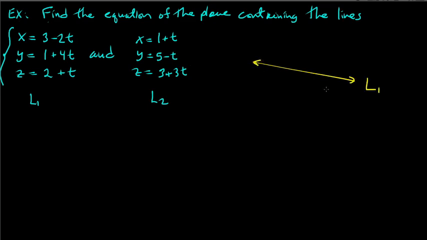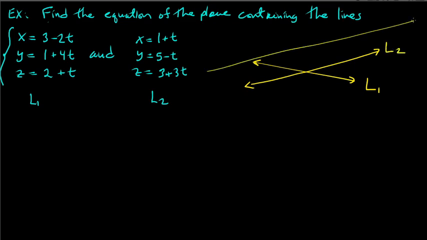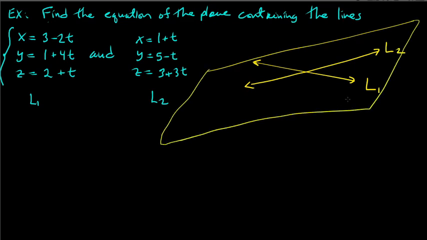So one line does not determine a plane, right? Because there are many planes that pass through this line. There's this one, and there's also this one. So yeah, one line does not determine a plane. However, you can imagine if there are two lines and they're not the same line, then that should be enough to determine a plane. So we're looking for the equation of this plane.